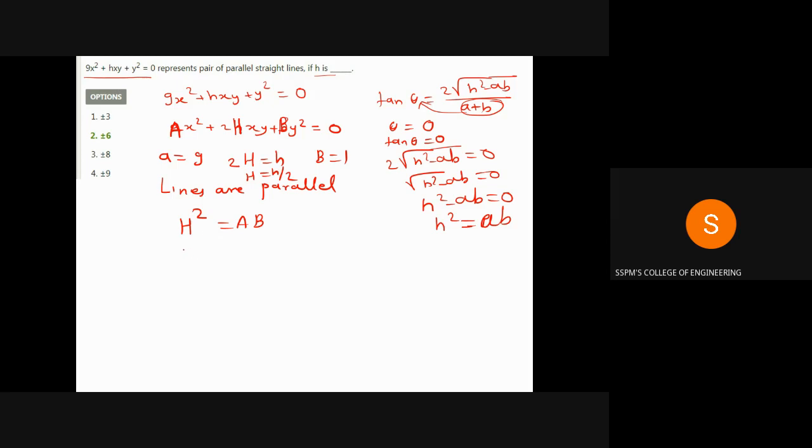Therefore, what is H here? It is small h by 2. Square is equal to AB. What is A? It is 9, and B is equal to 1. So h square divided by 4 is equal to 9, and h square is equal to 36. That is h is equal to plus minus 6. So the second option will be the correct option.